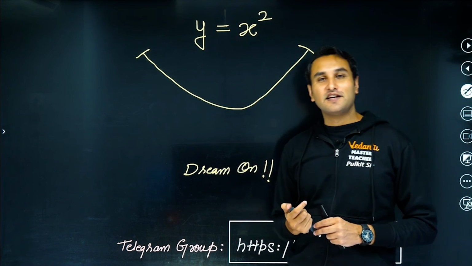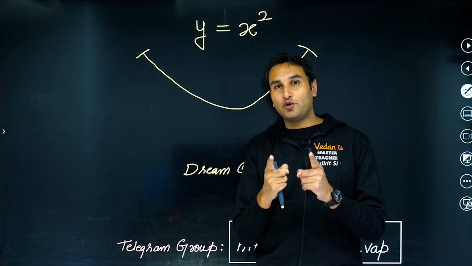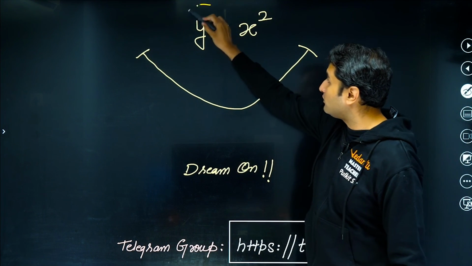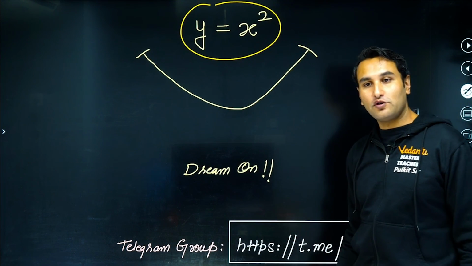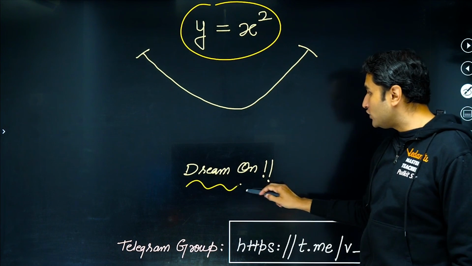And in this class what I want from you is a beautiful smile. This y equal to x square, bachcho. This is what I want on your faces, and continue to dream on.